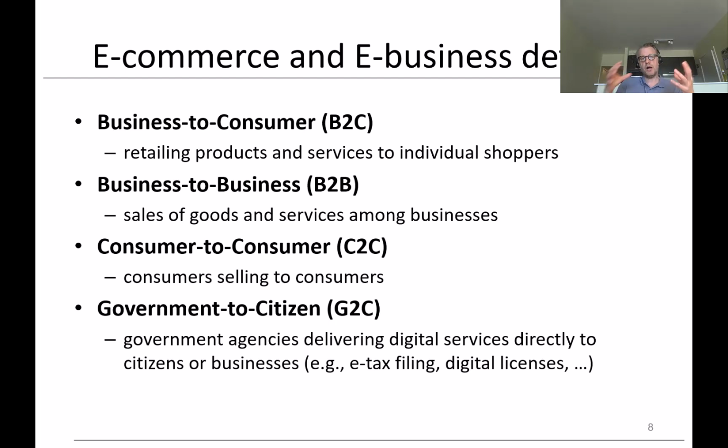Consumer to consumer are consumers that are directly selling to other consumers. Popular example thereof is eBay. Government to citizen are governments that directly interact with citizens using the internet. For example, for online tax filing, digital licenses, etc.